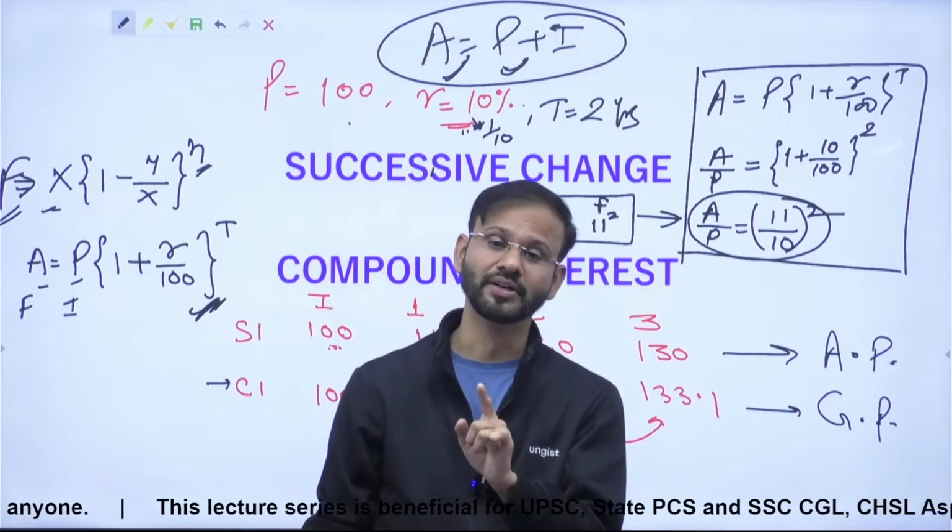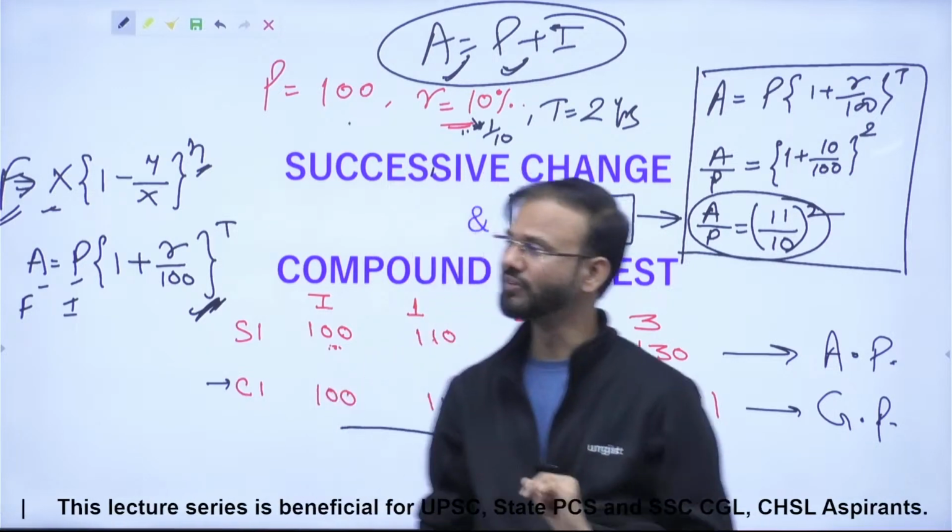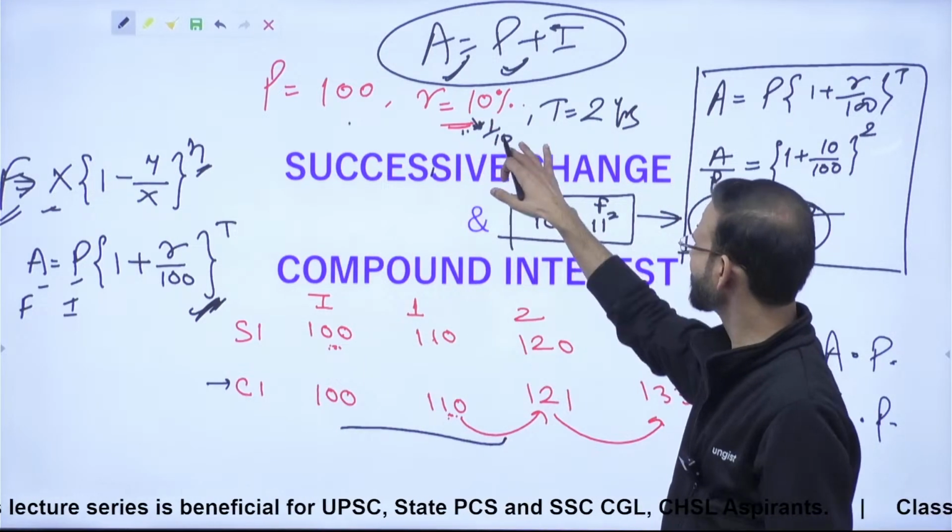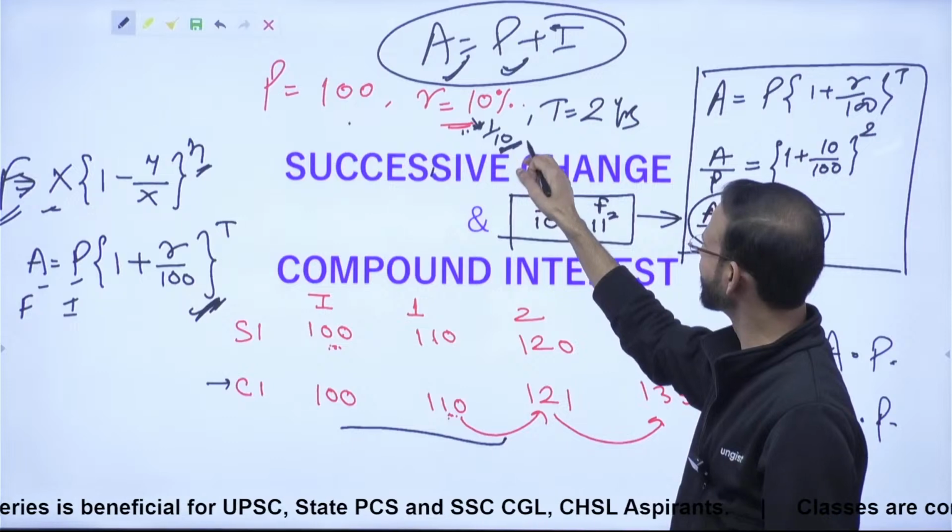and in these type of questions, you just check what rate of interest is given. So rate of interest you will write as 1 by something, and this part will be treated as the principal.